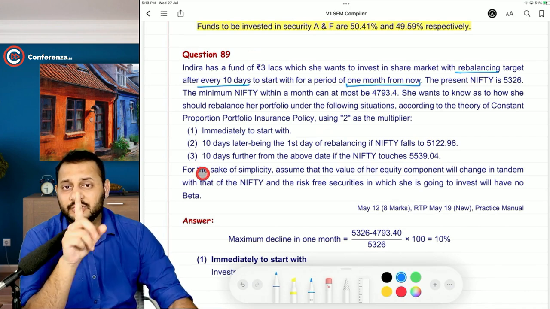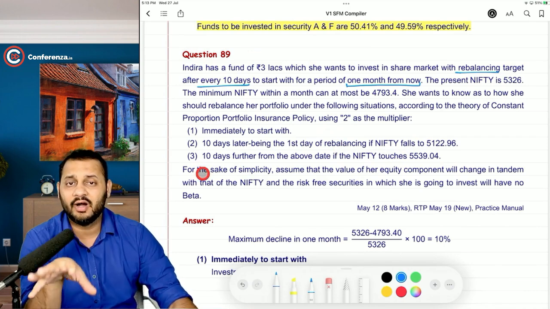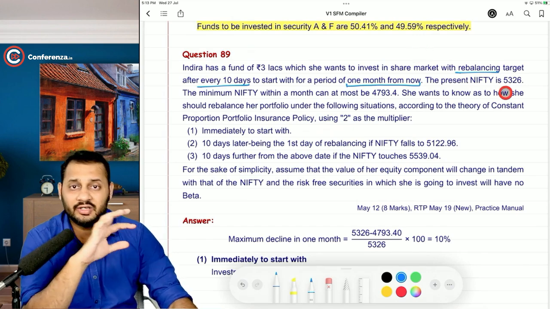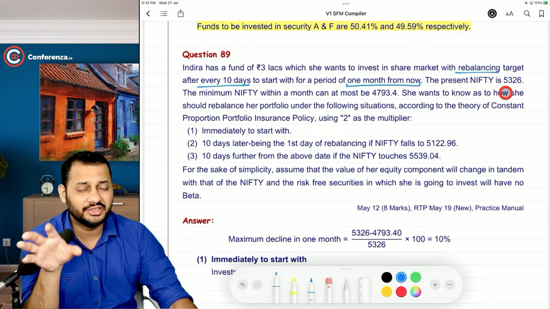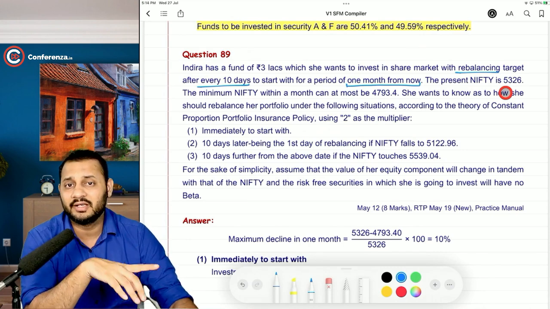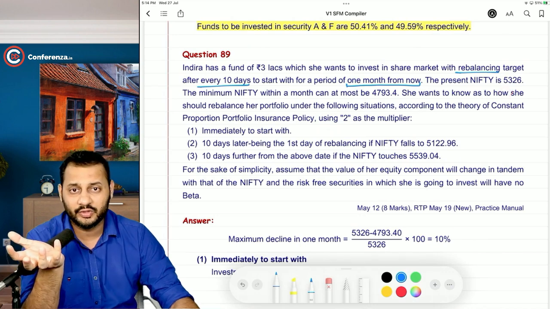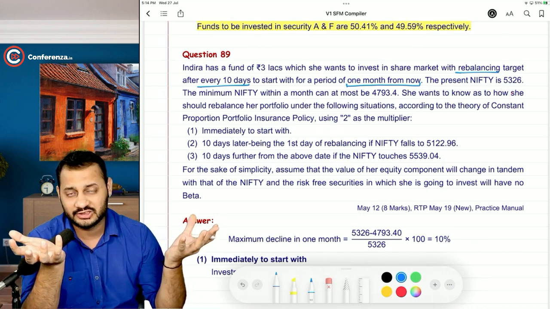For the sake of simplicity, this is very important. I will tell you why. Because she wants to invest in the equity share and the data is not given according to the equity share. It is given for the market. So there has to be some relationship between the assets in which we want to invest and the data which is given to us, which is the market.